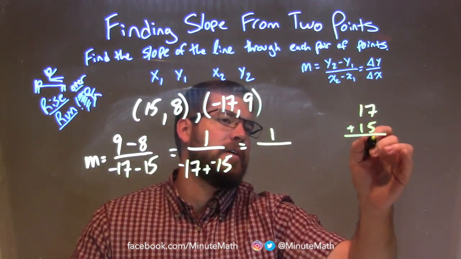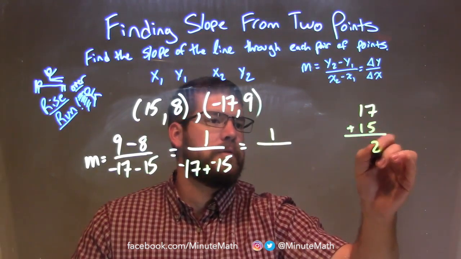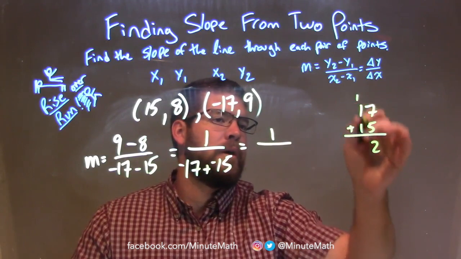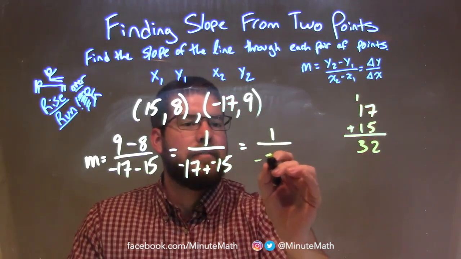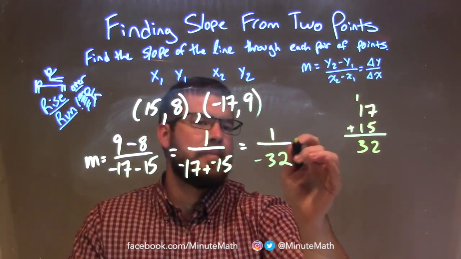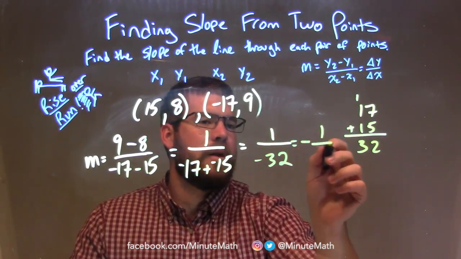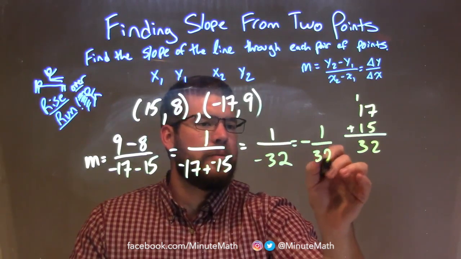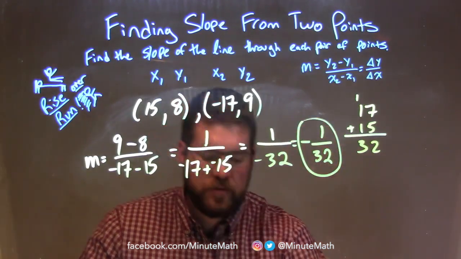7 plus 5 is good old 12. Carry the 1. 1 is 3, 32. Yeah. Negative 32 right there in my denominator. We put the negative out front if we want negative 1 over 32. And there is our final answer. Okay?